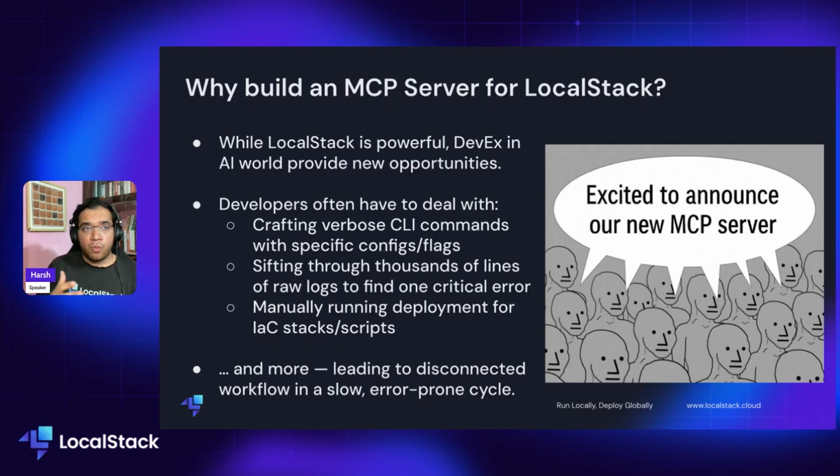What we saw when developers were using LocalStack is that they still have to deal with a lot of manual work. For example, to start LocalStack, it is "localstack start." If they want to enable verbose logging, they have to say "DEBUG=1 localstack start." If you want other customizations, you have to craft very verbose commands with specific flags. Apart from that, if something goes wrong, you have to start sifting through thousands of long lines to find that one error or regression. And finally, there's manually running deployments for their IaC stack.